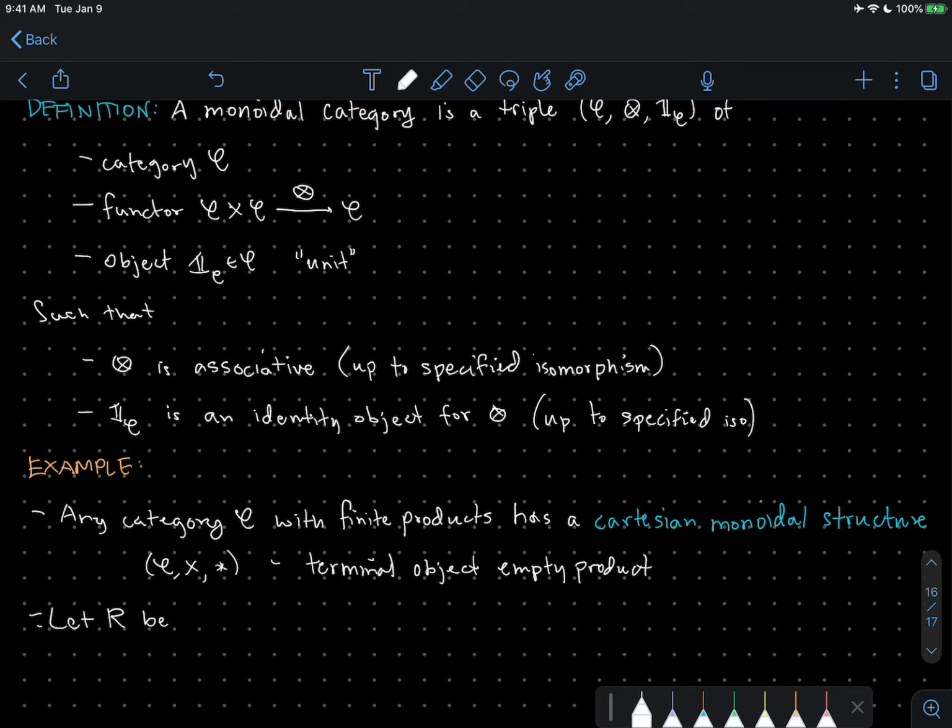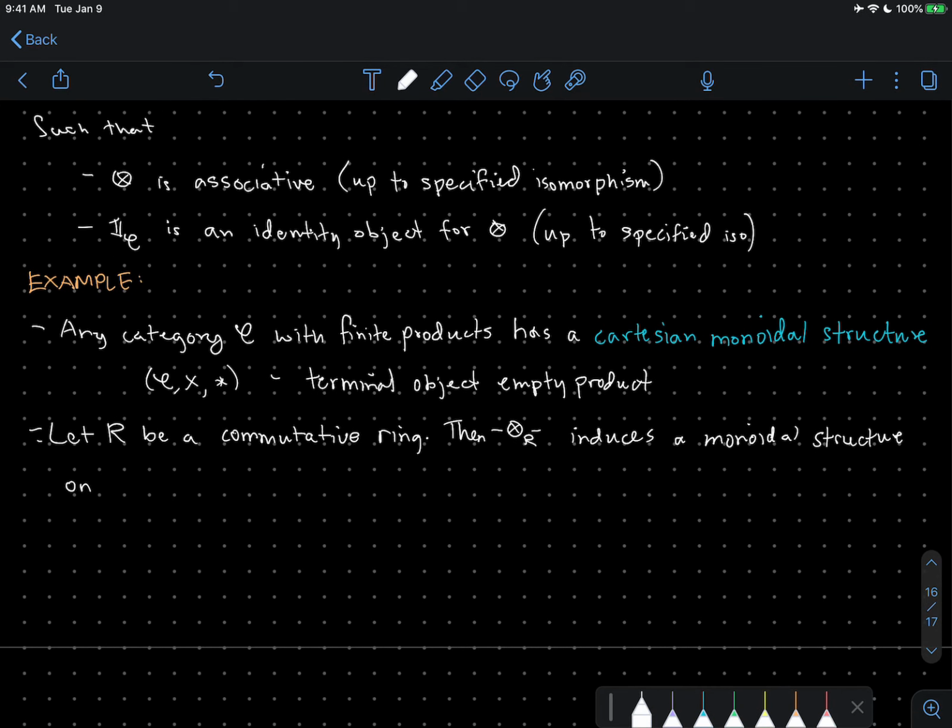Let R be a commutative ring. Then the operation of tensor sub R induces a monoidal structure on the category Mod R, and the unit is just the ring R itself.